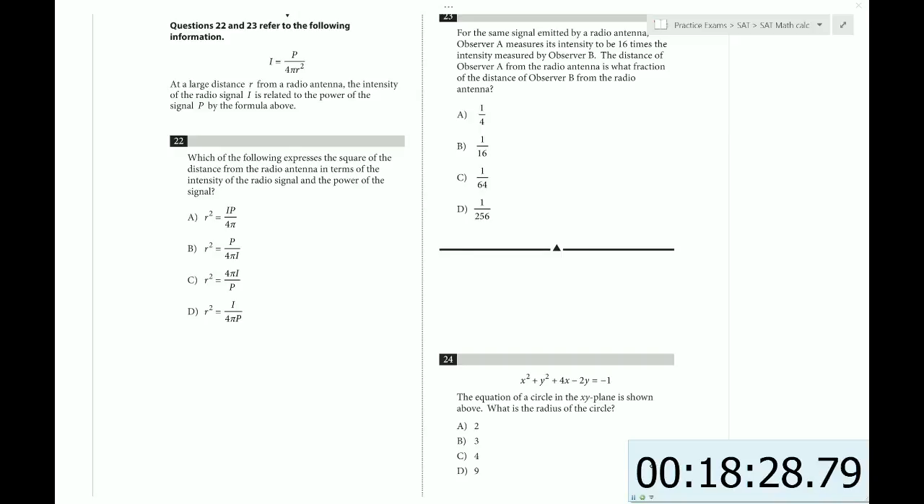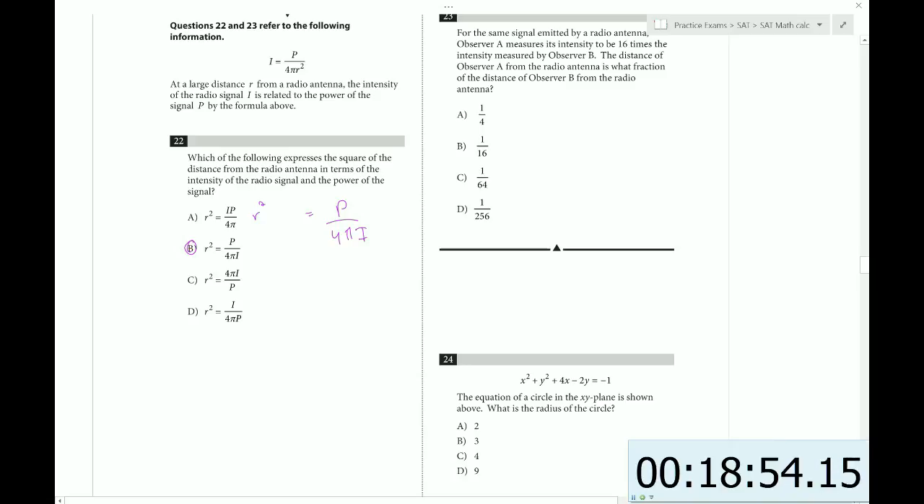All right, so which of the following expresses the square of the distance? Okay, so we want to solve for r squared. We have I equals P over 4 pi r squared. So we take this r squared and move it diagonally across the equal sign, and it lands here. Then we take the I and move it diagonally down to the bottom of the other side. And so our answer is just P over 4 pi I.